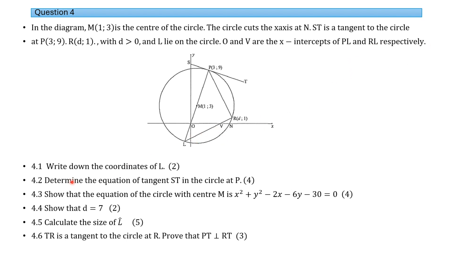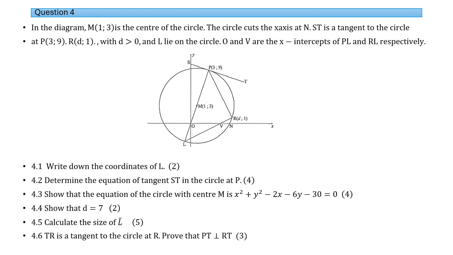Alright, so number 1, write down the coordinates of L. Determine the equation of the tangent ST at P, for 4 marks. Show that the equation of the circle with M can be given by that equation there. Show that d is 7. Calculate the size of L. And then TR is the tangent to the circle at R. Prove that PT is perpendicular to RT. Right? So I say pause, see what you can answer.